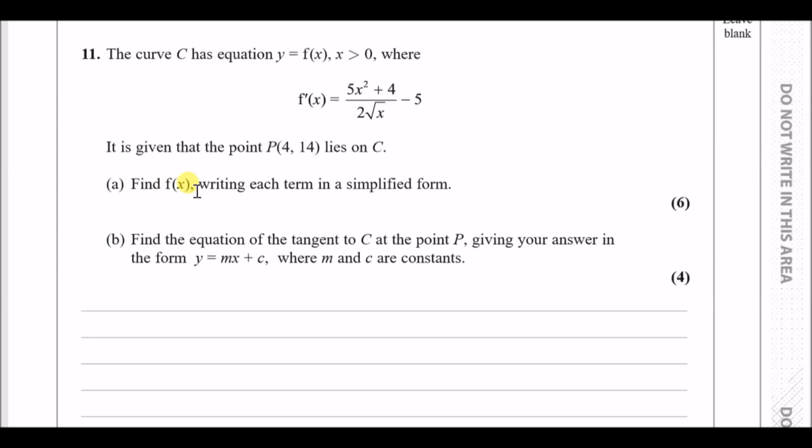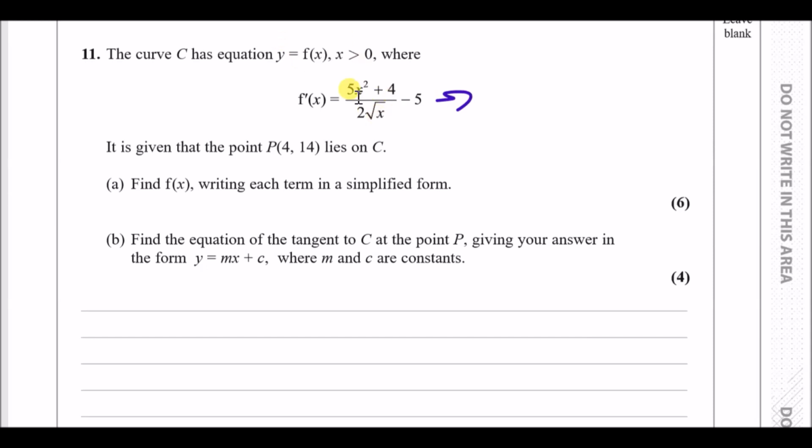Okay, let's look at part A. Find f(x), with each term in simplified form. Alright, so it looks to me that you want to go from this equation and just integrate back into the regular f(x). So let's try this out. But before we integrate, we need to firstly rewrite this into its correct indices form, because you can't integrate something like that. It's a bit complicated. So how do we do it?